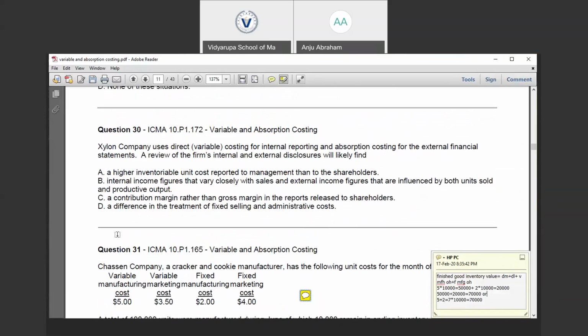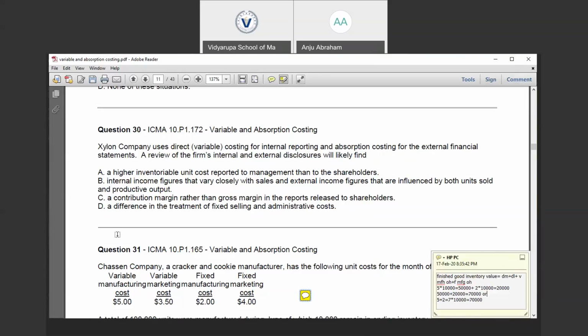Cylon company uses direct or variable costing for internal reporting and absorption costing for the external financial statements. A review of the firm's internal and external disclosures will likely find option A, a higher inventory unit cost reported to management than to the shareholders. Option B, internal income figures that vary closely with sales and external income figures that are influenced by both units sold and productive output. Option C, a contribution margin rather than gross margin in the reports released to shareholders. Option D, a difference in the treatment of fixed selling and administrative cost.